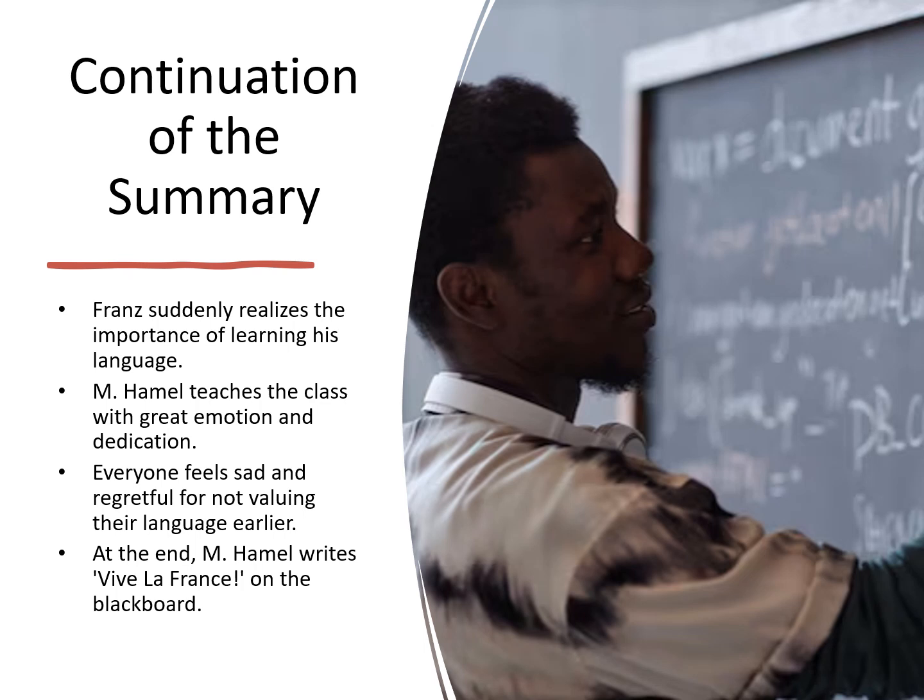During the class, M. Hamel speaks about the importance of the French language. He says that language is the key to freedom for a nation. Franz feels regret because he had never paid attention to his lessons before. Even the villagers sitting in the classroom feel guilty that they had neglected their language. M. Hamel teaches the lesson with great emotion and dedication. At the end of the class, he becomes so emotional that he cannot speak. Instead, he writes, Vive la France, on the blackboard, which means Long live France. He then signals that the class is dismissed.